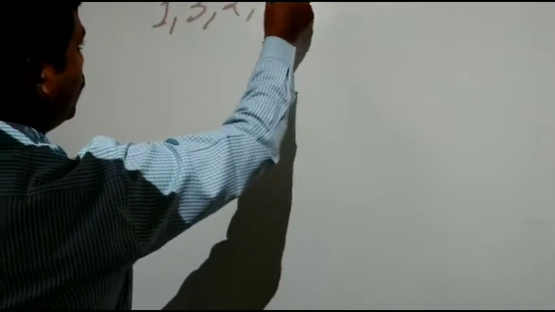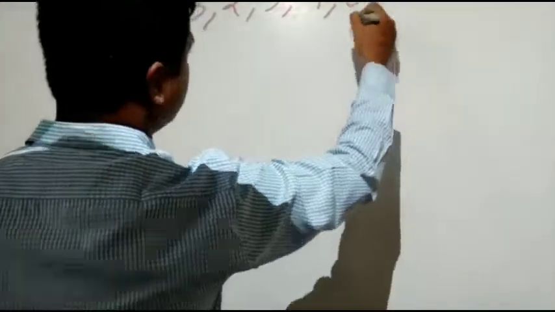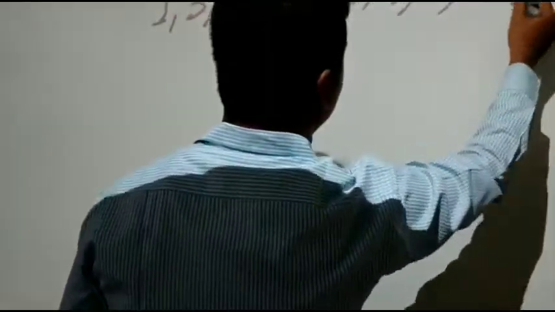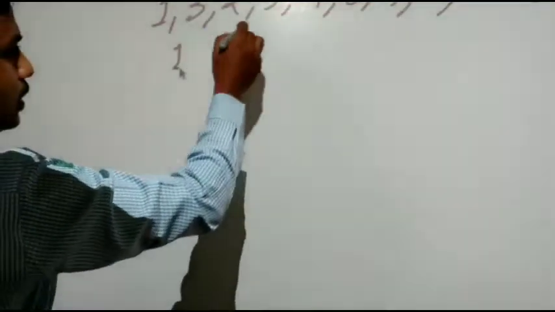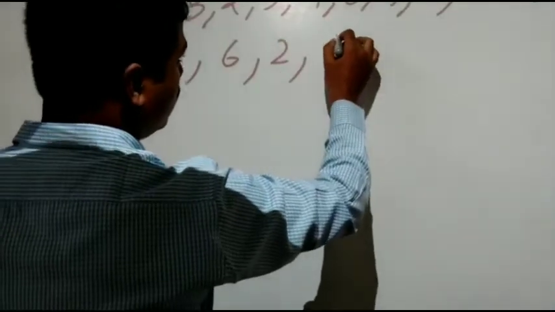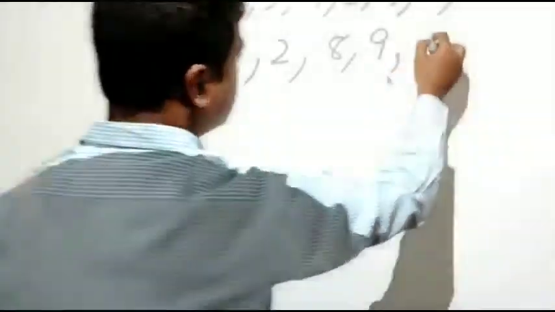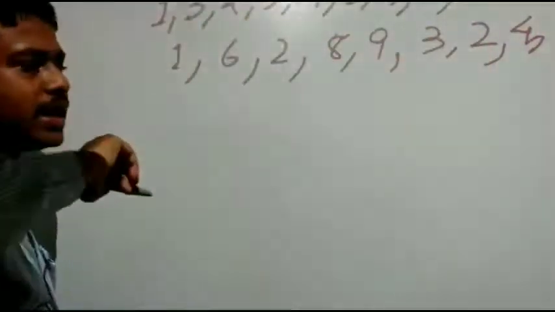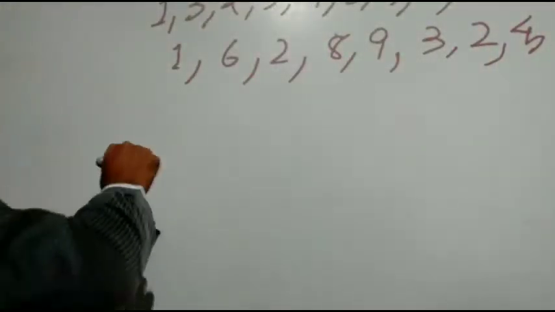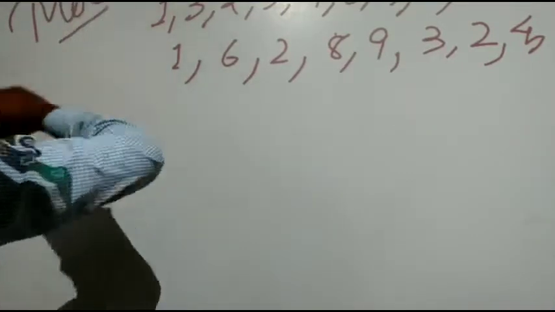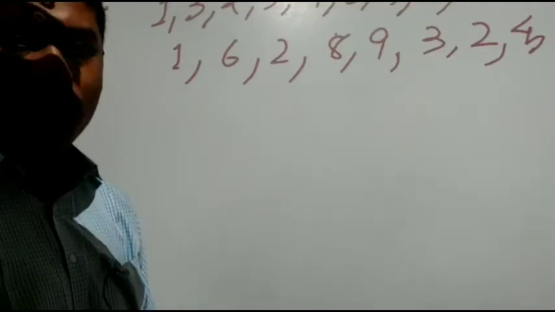suppose we have 1, 3, 2, 5, 4, 6, 7, 4, 3, 2, 1, again 6, 2, 8, 9, 3, 2, 4, 5. Suppose these are the numbers given. We need to find the mode of this. What will be the mode? How will you find it?